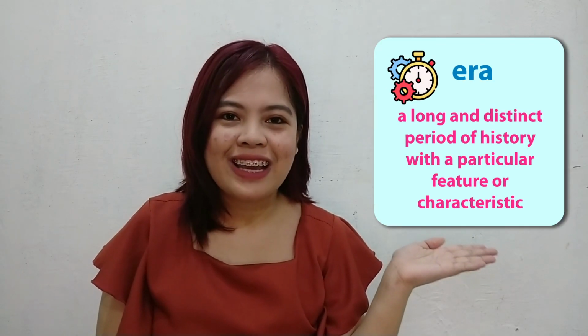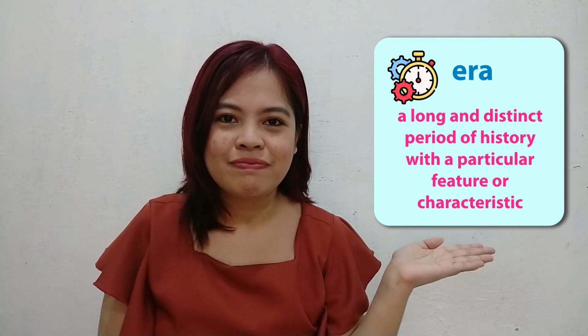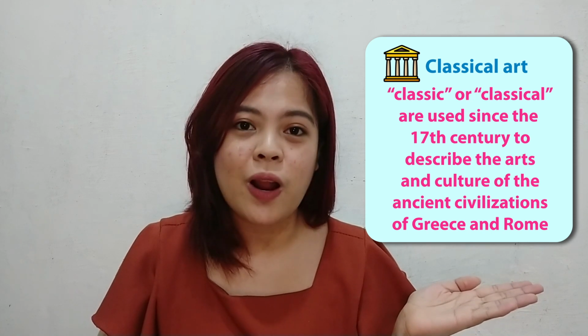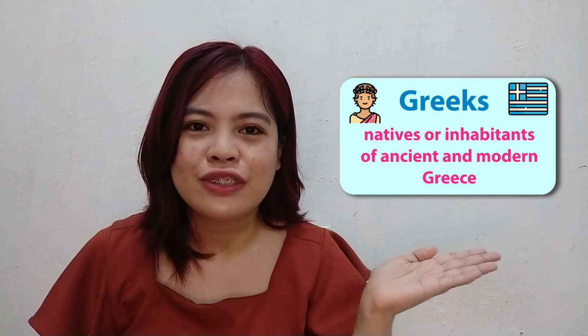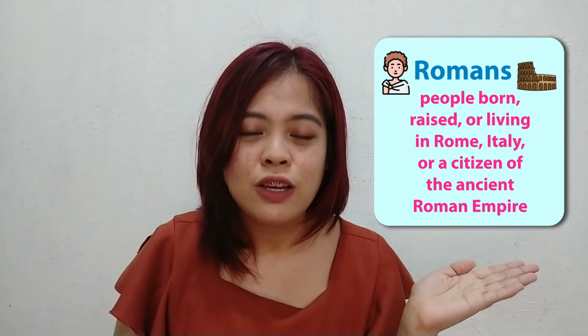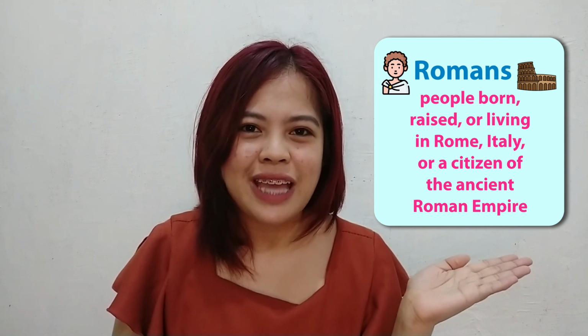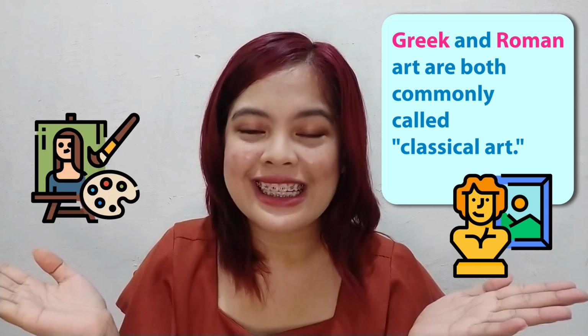Era. Era is a long and distinct period of history with a particular feature or characteristics. Classical art. The terms classic or classical came into use in the 17th century to describe the arts and culture of the ancient civilization of Greece and Rome. Greeks. Greeks are the natives or inhabitants of ancient and modern Greece. Romans. A Roman is a person born, raised, or living in Rome, Italy, or is a citizen of the ancient Roman Empire.